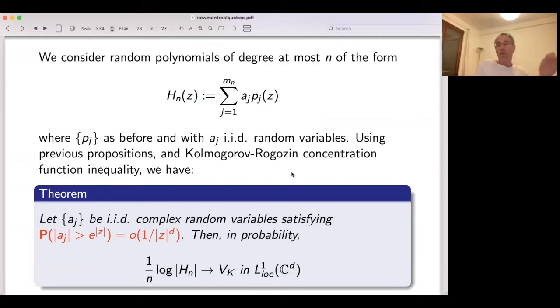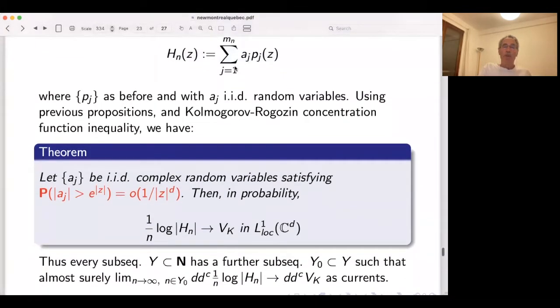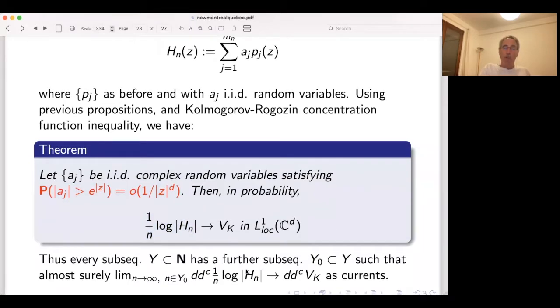And so using these propositions from before, and the same type of ingredient that Duncan and Tom used in an earlier paper, this Kolmogorov-Rogozin concentration function inequality, we have the following result: if our coefficients a_j, our IID random variables, satisfy this tail condition, then we do get, in probability, that our sequence of random plurisubharmonic functions (1/n) log |h_n| converge to v_K in L^1_loc. That allows us to say something about the normalized zero measures.